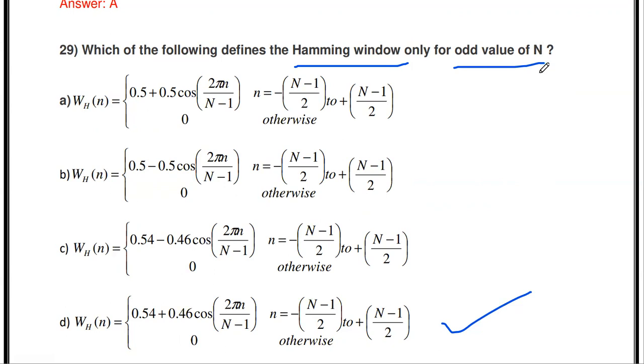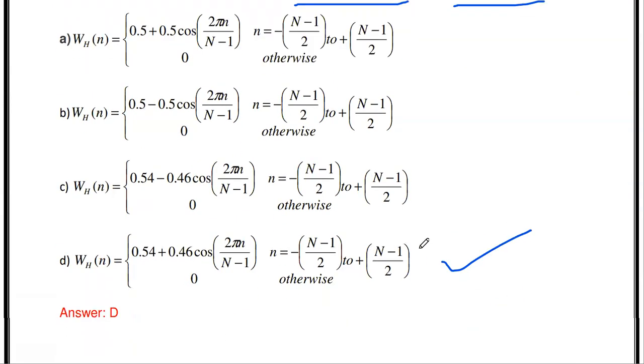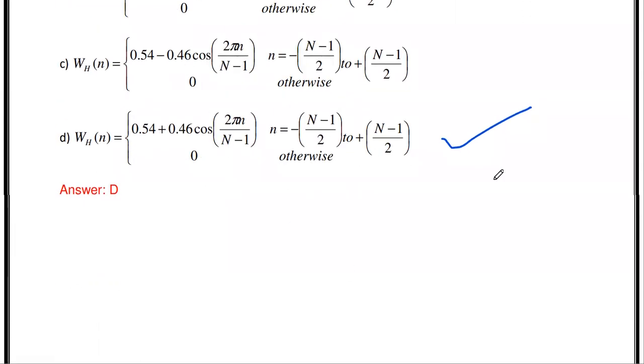So that's why this formula is used to design only a non-causal filter. If we want to design a causal filter, we may use another Hamming window formula, which we'll see in the next question. You just remember these formulas. If it is 0.5, 0.5, it's a Hanning window. Here 0.54, 0.46 means it is a Hamming window.